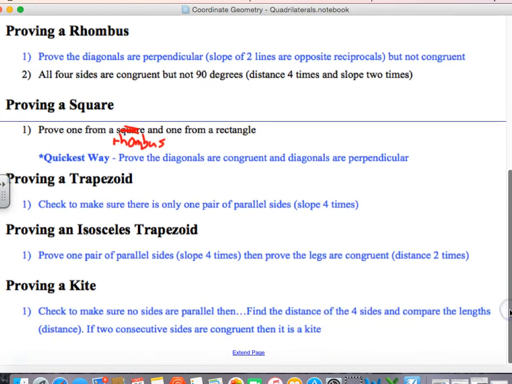And then lastly, a kite. You have to check to make sure that none of the sides are parallel. So that requires you to use the distance formula for all 4 sides, and make sure that you have 2 sides that are the same length that are side by side, and the other 2 sides are the same length that are side by side. Okay, then you know it's a kite.